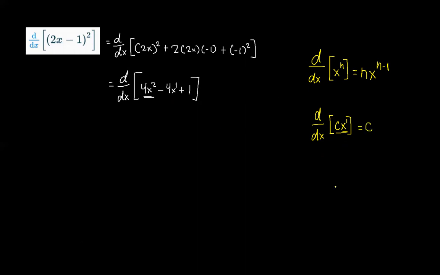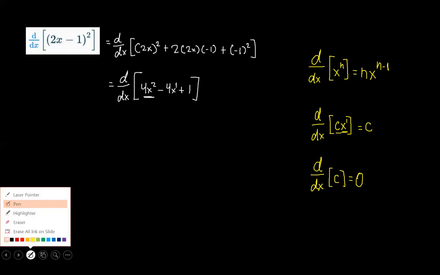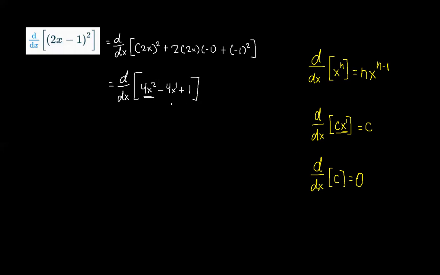Then lastly, we have a constant term. So what would be the derivative of a constant term? So this one is just simple. If ever you encounter any constant term, the answer for that would be just zero. Okay, so that's it. So let's now apply these rules to this one.